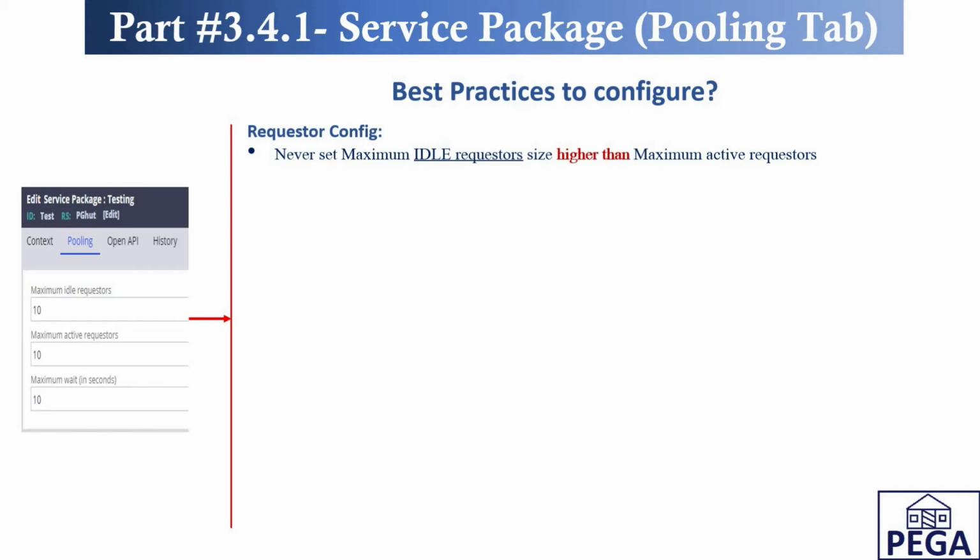Let's say idle requester size means team size. Now let's say you have 12 members on the team, but your maximum active requester size, meaning the maximum number of people who can work at a given point of time, is 10. Those two extra people on your team are a waste of money and time, aren't they? That's why make sure your maximum active requester size is always higher than the idle requester size.